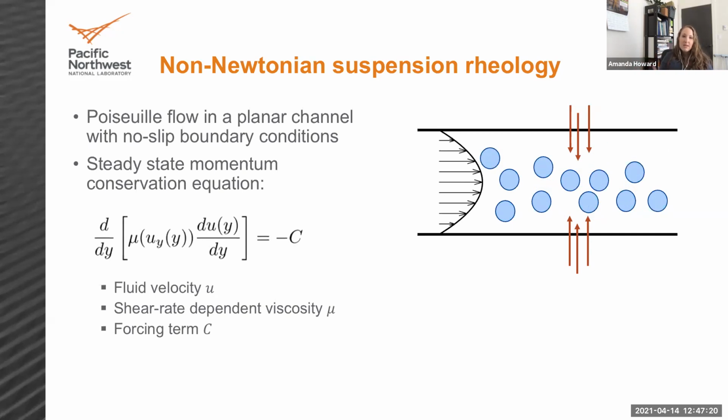So this case obeys the steady state momentum conservation equation. So that's this equation here. Mu is the shear rate dependent viscosity. So that means that mu depends on the derivative of the fluid velocity. The fluid velocity is denoted by U, and then we have a forcing term C here. So in my case, where we have a pressure-driven flow, the forcing term C will be the derivative of the pressure. So the pressure drop from one end of the channel to the other.